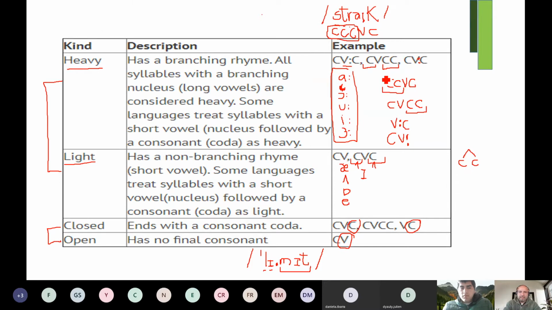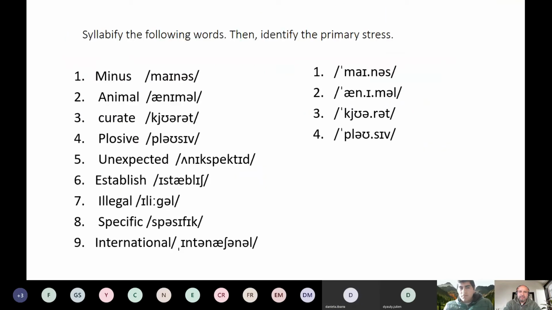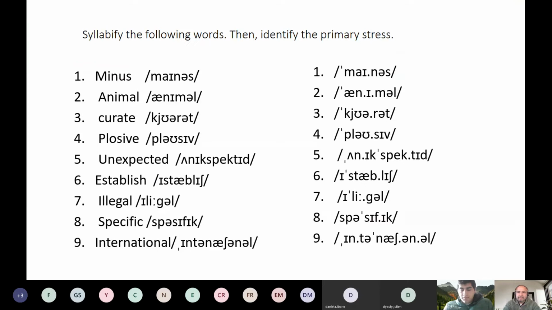Okay. Now let's see if we can apply this to the exercise that you worked with. In the first case, my, do you think this is an open or a closed syllable? Open. And the next one? Closed. Is the first one heavy or light? Light. Okay. And the second one? Light. Yes.